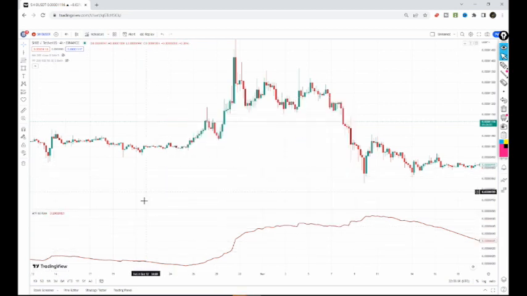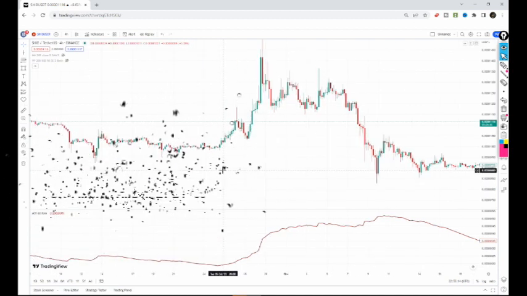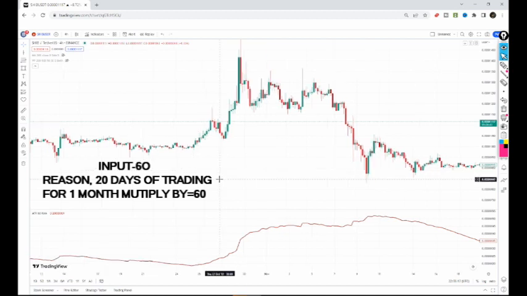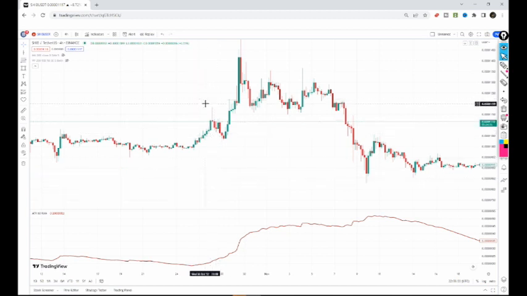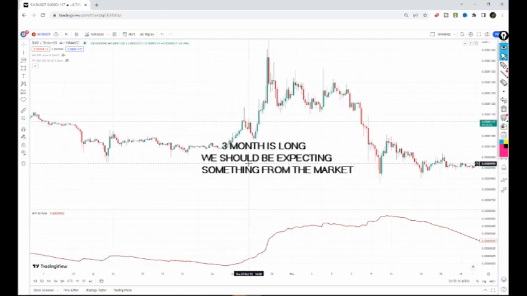So the next thing to do, just go to your input. Your input should be 60. The reason why I use 60 is because there are 20 trading days in a month, and 20 times 3 is 60. So the 60 is 3 months. Remember, when the market is in a long range for 3 months, something significant must happen.